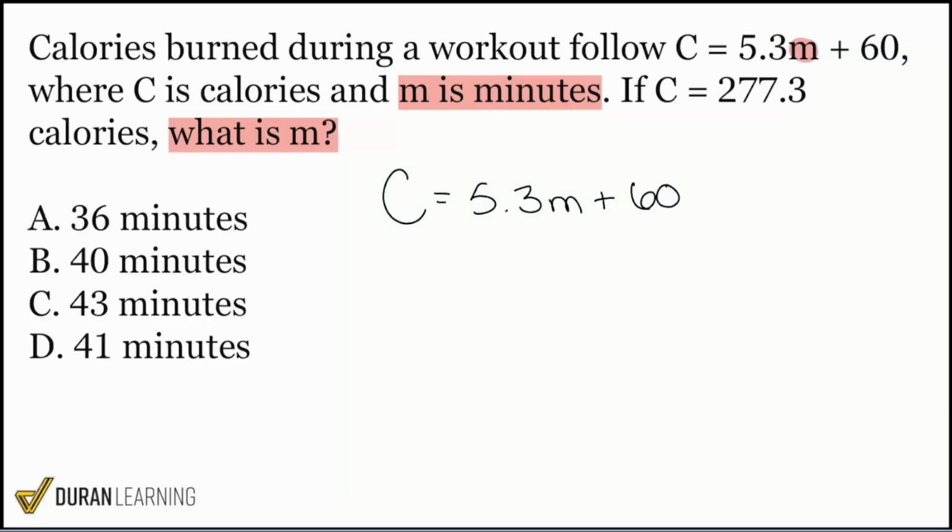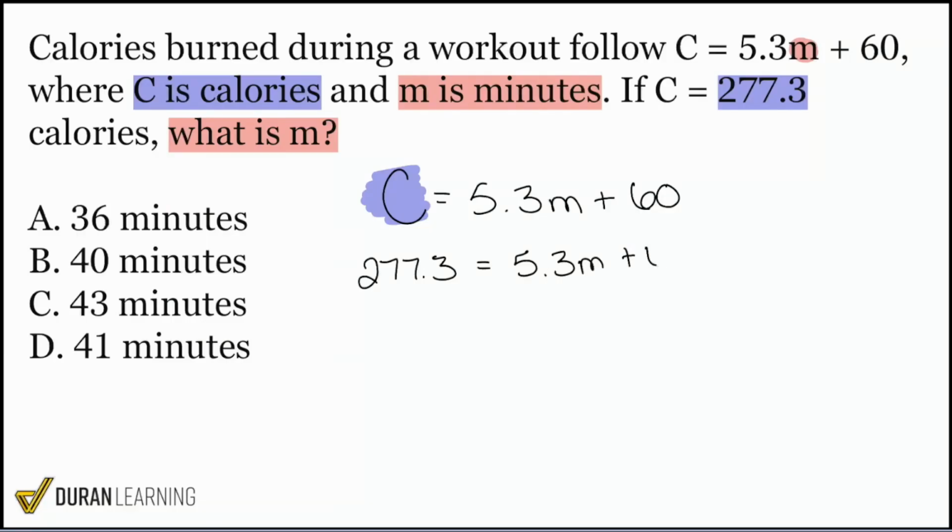What we can also feel pretty good about is the value of C. The value of C, which is in calories, is given to us as 277.3. Regardless of whether you're afraid of decimals or not, there's no cause for concern yet, because knowing decimals or not doesn't stop you from plugging it in. So we have 277.3 equals 5.3 M plus 60.